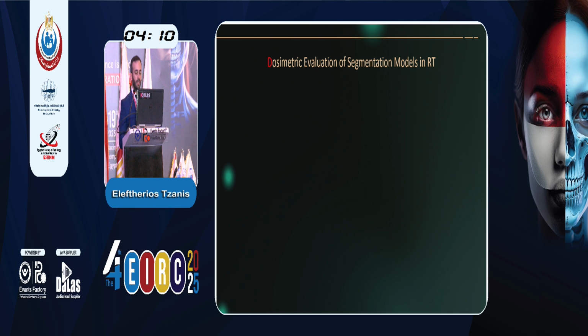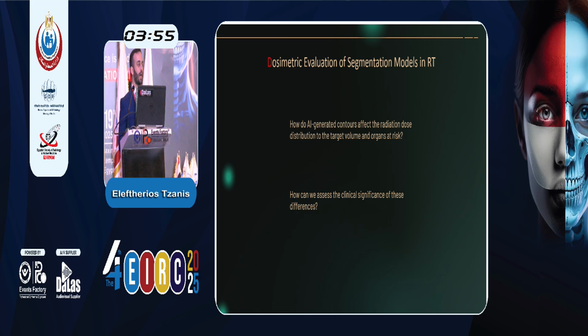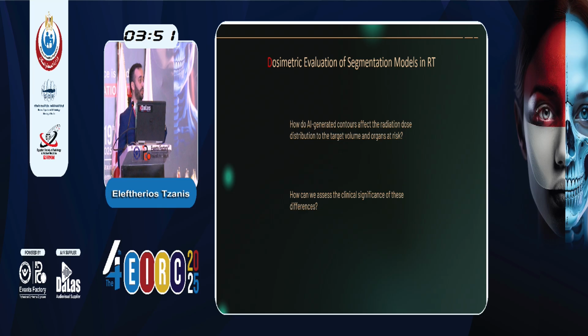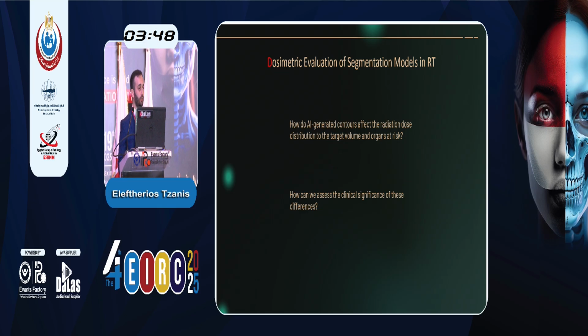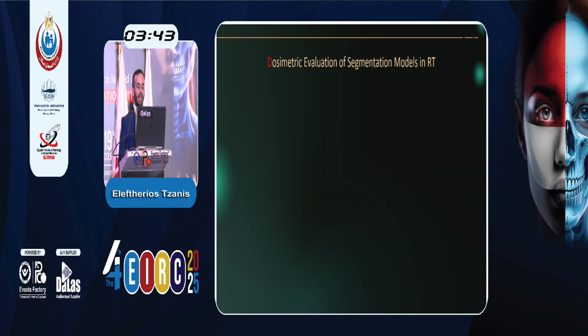Moving on to the dosimetric evaluation of segmentation models, two questions arise. How do AI-generated contours affect the radiation dose distribution to the target volume and organs at risk? And of course, how can we assess the clinical importance of the differences between the AI-generated contours and the manual contours? Let's now see how we can implement a comprehensive dosimetric evaluation of segmentation models in practice.